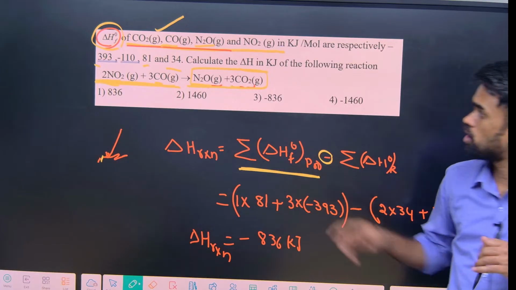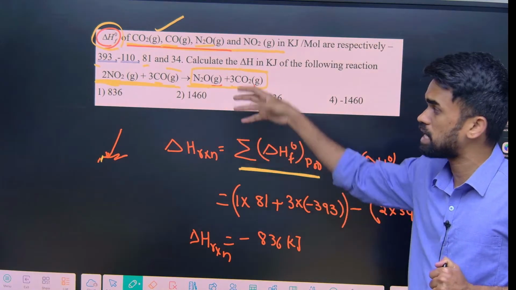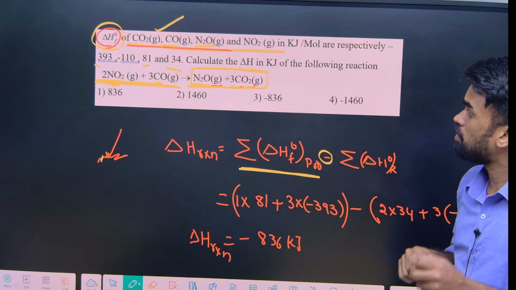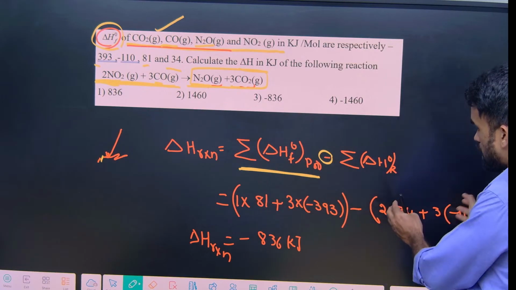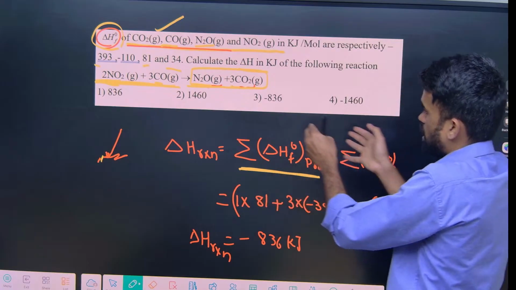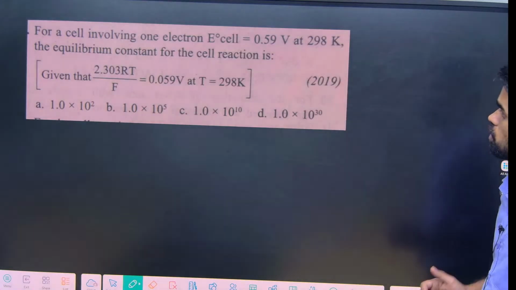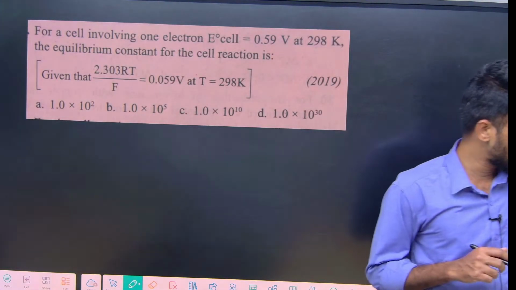I hope you got how to simplify this kind of question on enthalpy of formation. If formation is mentioned, this is the scenario. If enthalpy of combustion is mentioned, you take enthalpy of reactants minus enthalpy of products as the first value. Okay, now look at this question from electrochemistry.